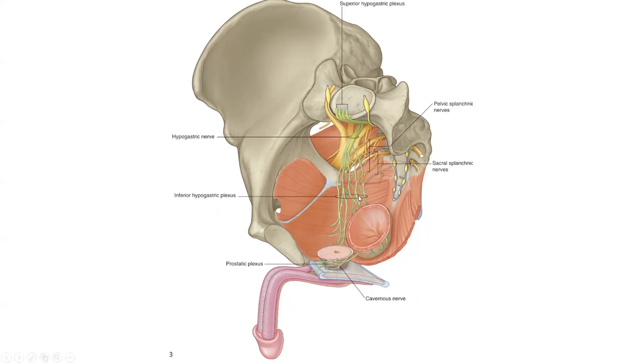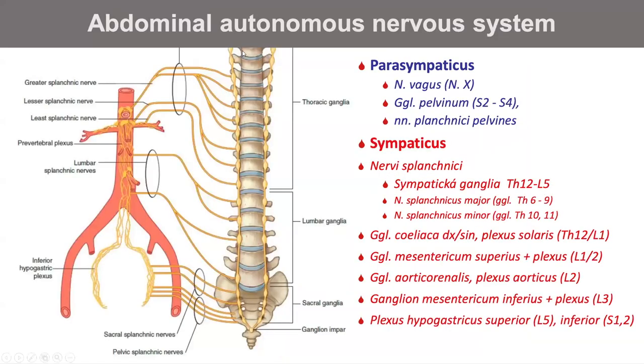Then it also contains preganglionic parasympathetic fibers, these nerves originating from the pelvic splanchnic nerves, the sacral spinal nerves S2 till S4 that we mentioned, and they ascend from the inferior hypogastric plexus to the hypogastric nerves. And of course, they also contain visceral sensory fibers that project to the lumbar spinal cord. So this is the recapitulation of what we said about the whole structure, the splanchnic nerves, and the levels of these plexuses and ganglia.